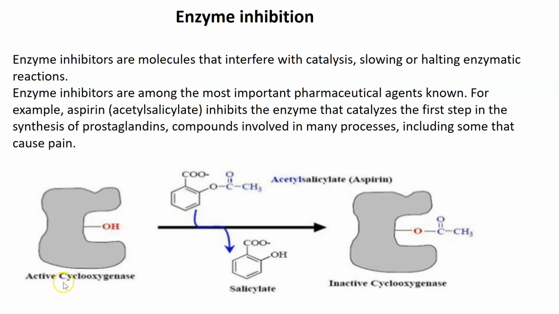So you have cyclooxygenases which become inactivated. You can't produce prostaglandins, and therefore you can't produce inflammation, and therefore you reduce pain. Aspirins are what we call non-steroidal anti-inflammatory drugs, just like ibuprofen is.